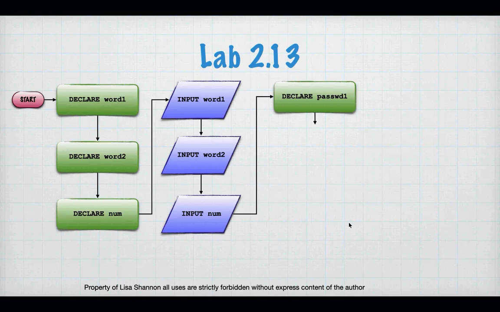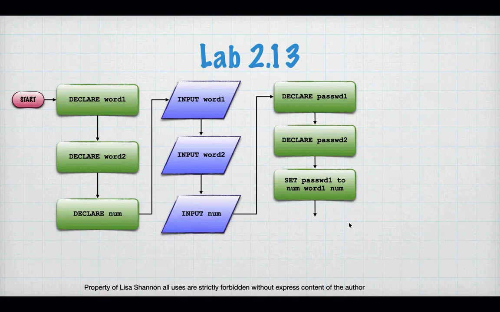So we're going to declare password 1, we're going to declare password 2. Here's where the new stuff starts. We're going to set password 1 to num password 1 num. So this is where you're going to use the format. You're going to set password 2 to word 1 underscore word 2. Oh, those are backwards. I apologize. That's just completely backwards.